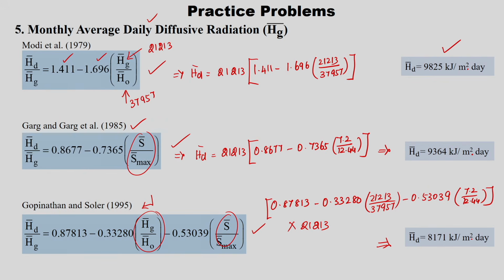So, it seems that the values of Modi et al. and Garg et al. are matching with each other. One is 9825 and another is 9364. So, either one of the values we will use as Hd for further calculation. The correlation proposed by Gopinathan and Solar seems to be under-predicting, as it is coming around 8171 kilojoules per meter square day.